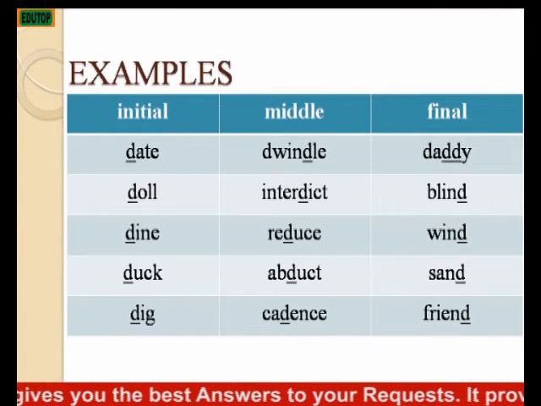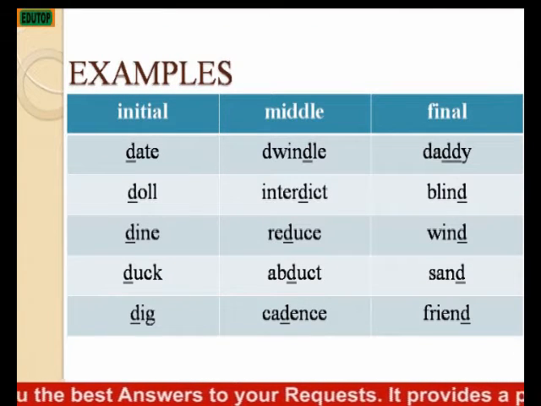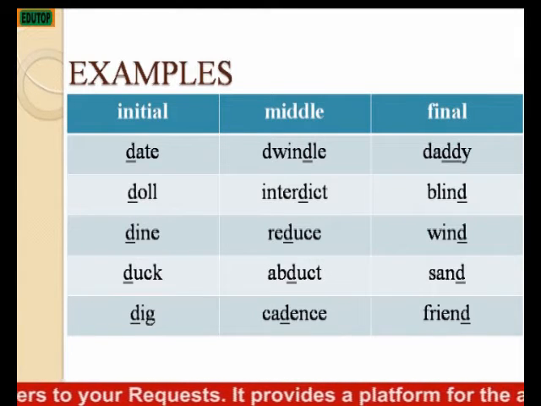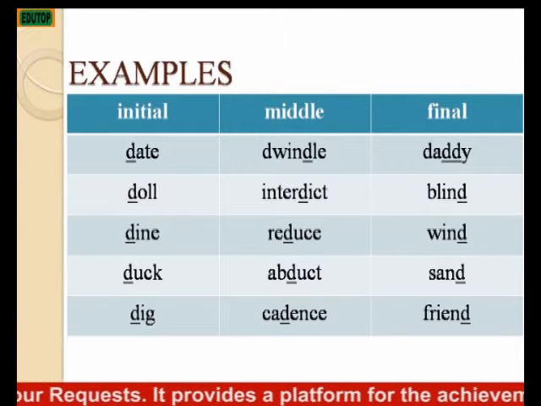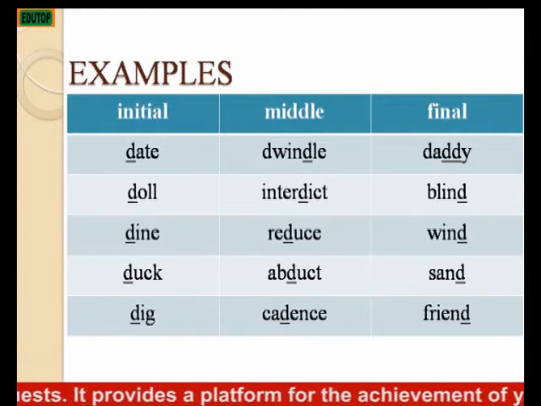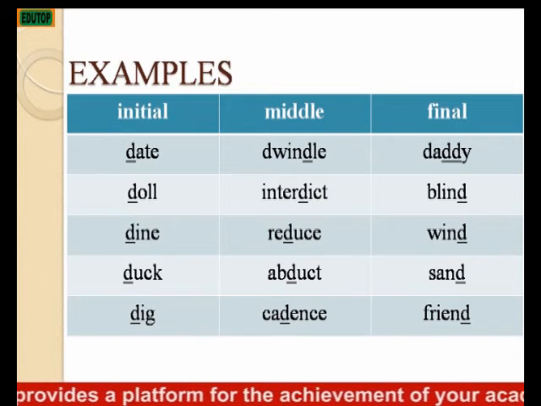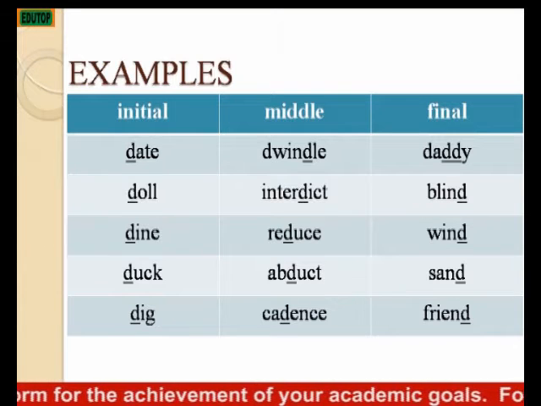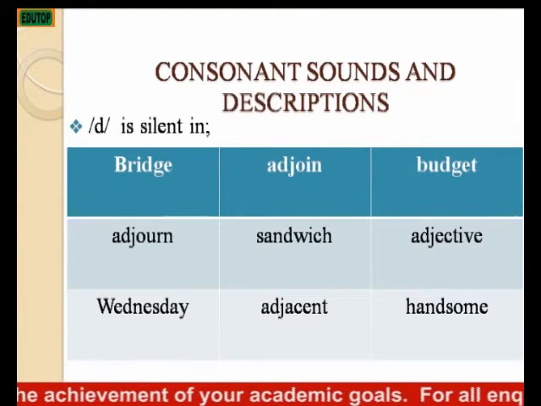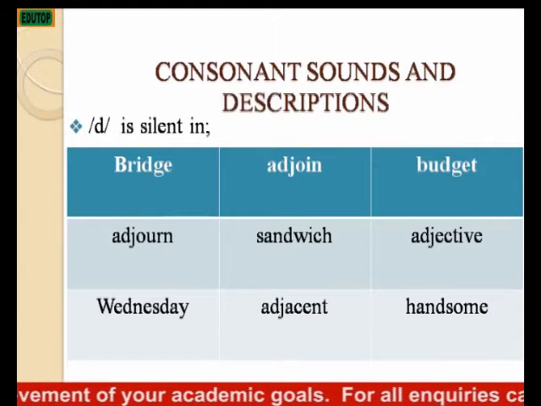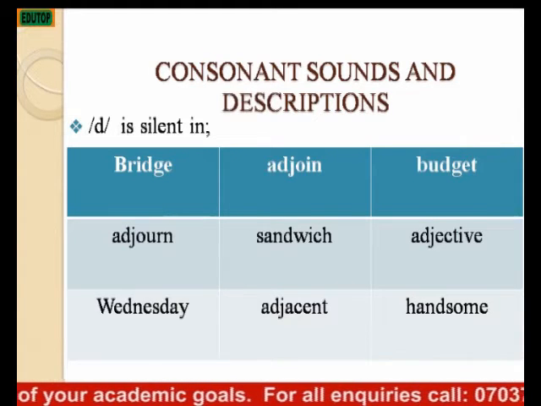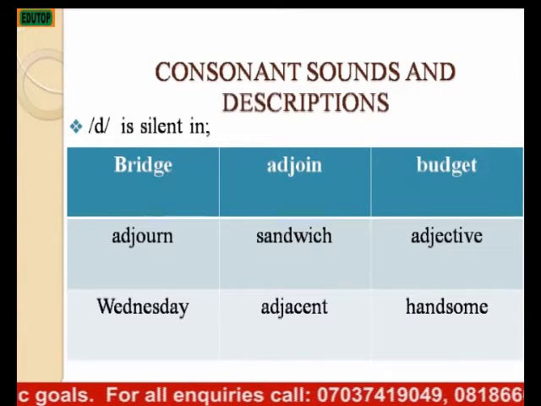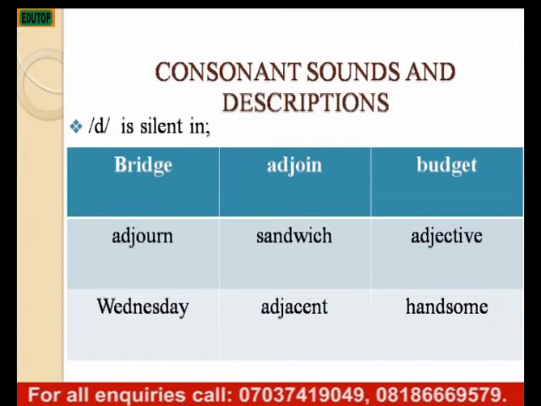Examples: date, doll, dine, dock, dig. At the middle position, dwindle, interdict, reduce, abduct, cadence. At the final position, daddy, blind, wind, sand, friend. The d is silent in the following words: bridge, adjoin, budget, adjourn, sandwich, adjective, Wednesday, adjacent, handsome, and so on.